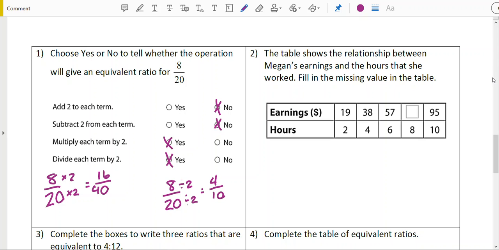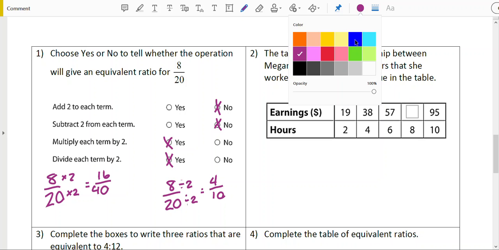For number 2, it says the table shows the relationship between Megan's earnings and the hours that she worked. Fill in the missing value in the table. So when you are doing this problem, you're going to want to look at your original ratio and make sure that it's simplified all the way. And in this case, you cannot simplify or make a smaller ratio for 19/2. So that means I can go forward then, and I know the missing box is here.